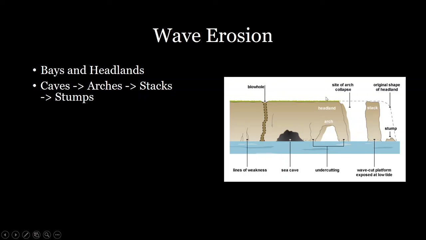If that headland then collapses and the archway collapses, then what remains is a stack, which is just a column of rock formed from a previous headland. And then eventually, as time moves forward and you have more erosion occurring, you have just a stump that's left behind, and that's just a rock pile that's been eroded from a stack.